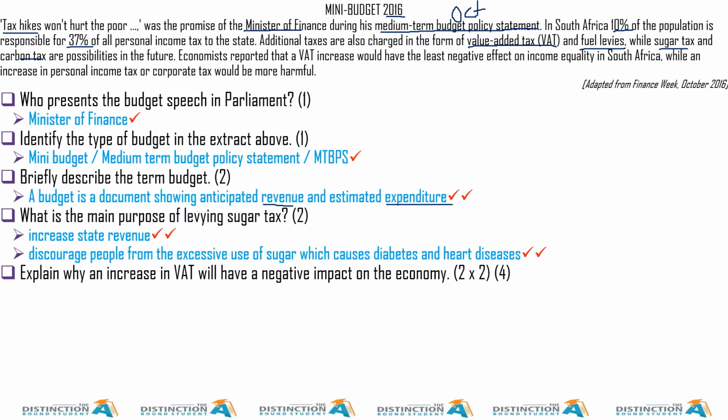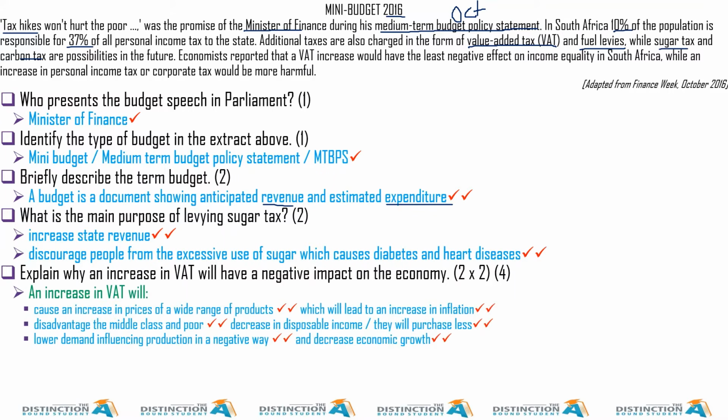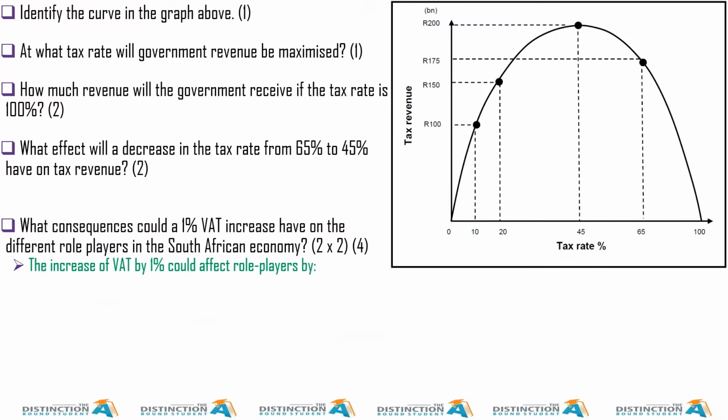Explain why an increase in VAT will have a negative impact on the economy. Right, an increase in VAT will, number one, cause an increase in prices of a wide range of products, which will lead to an increase in inflation. So prices will increase. Disadvantage the middle class and poor, decrease in disposable income. And you know what disposable income is? They will purchase less. Lower demand influencing production in a negative way, and decrease economic growth because of all those things that are happening.